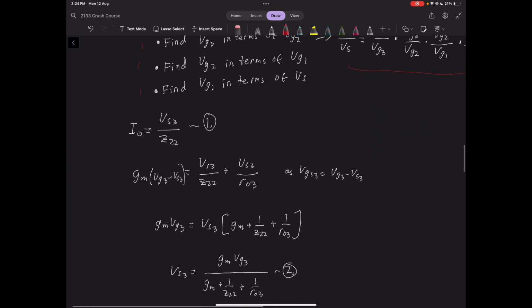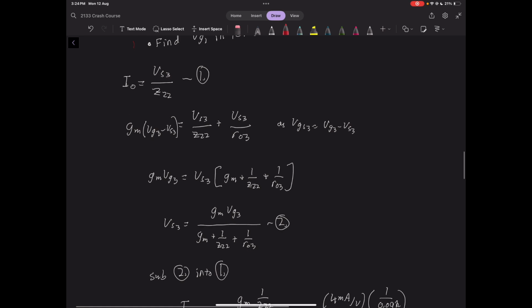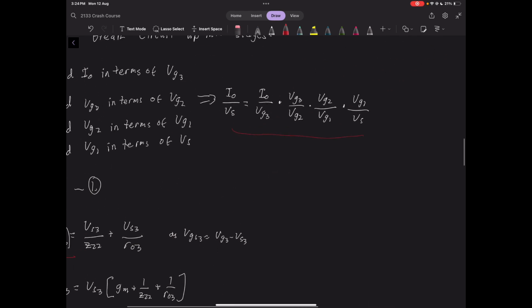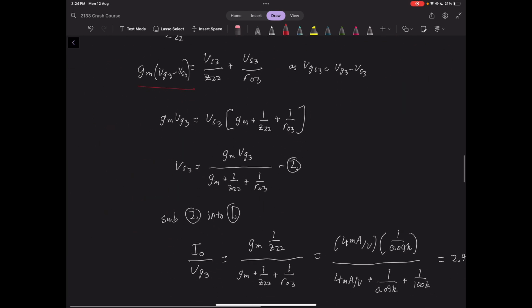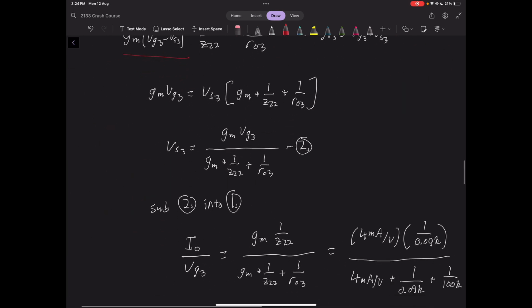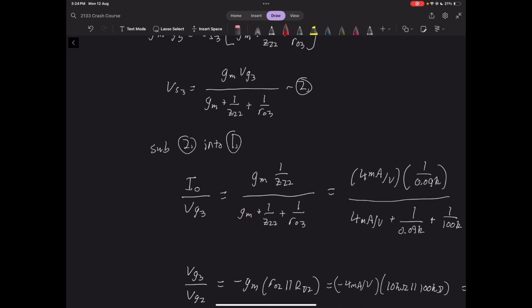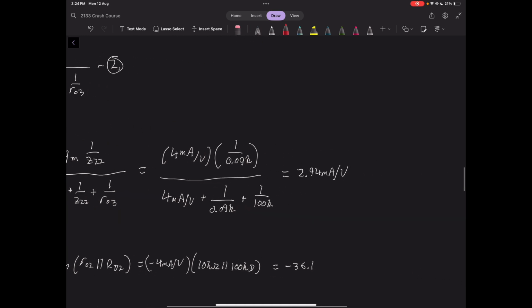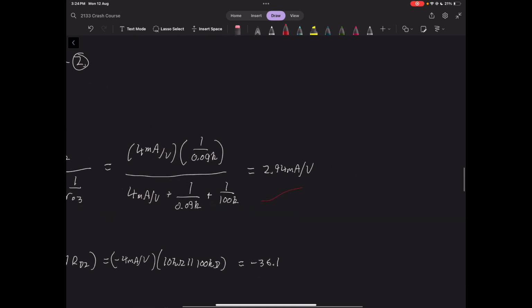And then this gives us this formula, because VGS3 equals VG3 minus VS3. That's from the dependent source. We're just rearranging here, finding VS3, and then subbing 2 into 1, and then we get what we want, which is I out over VG3, which is equal to this.